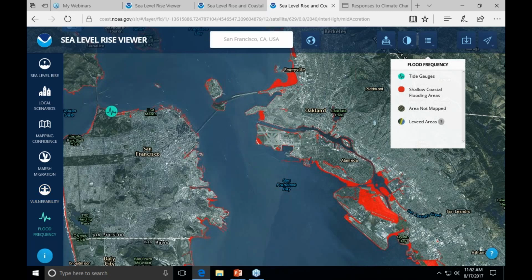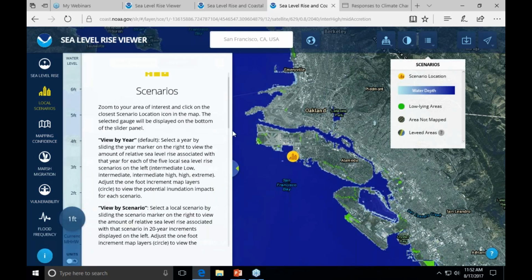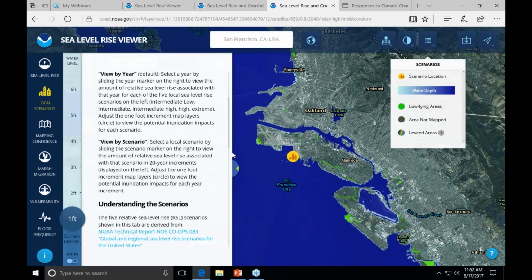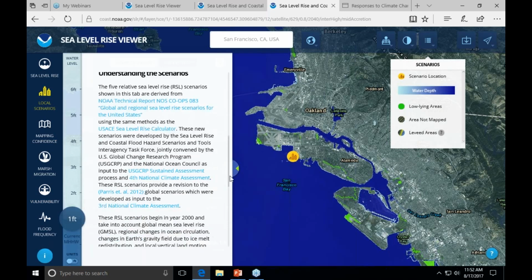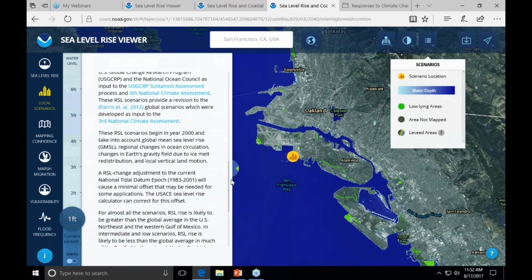So that's really all that's changed. For each of these, we have an information button here. It tells you about the scenarios, how to view by year, by scenario, and then understanding them. It links to all the reports and the Corps calculator right there, and it tells you that we're using the same methods, so we're on the same page with those guys.